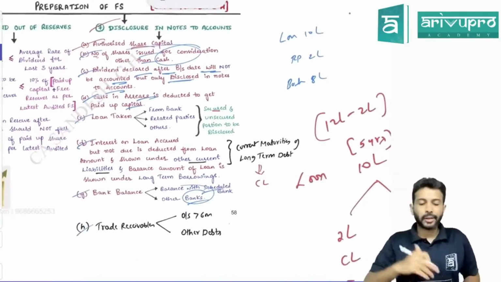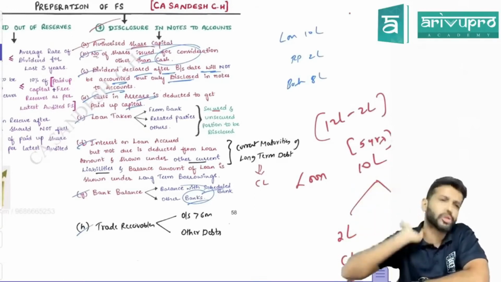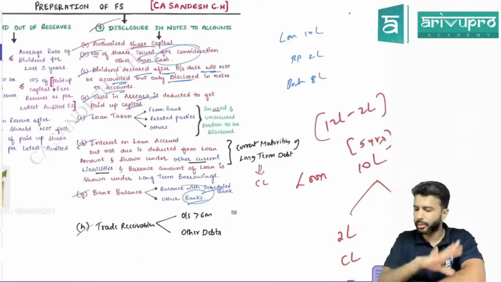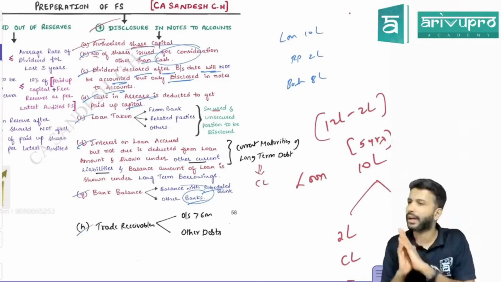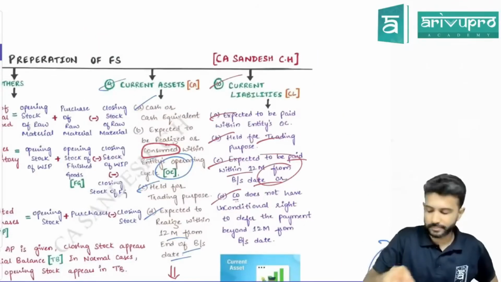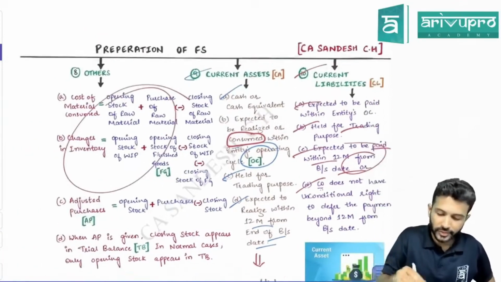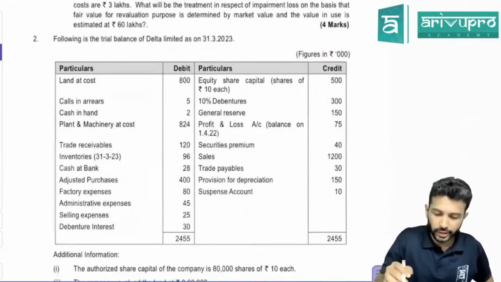This is all with respect to the disclosures, P&L and balance sheet. The main aspect here is the disclosures. That's all you need to remember. These are the common disclosures that usually come in the examination. Now, current assets and current liability also we have discussed. All this we have discussed. It's fine.